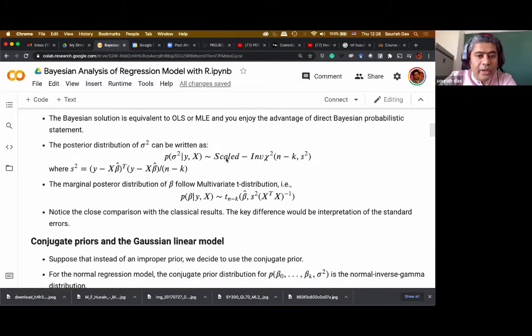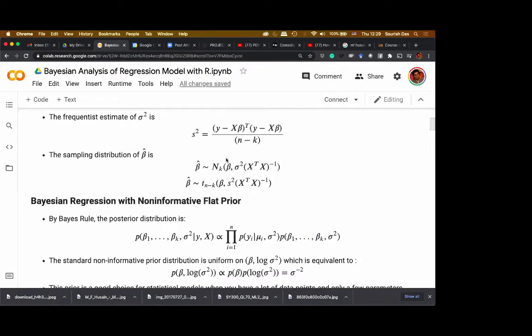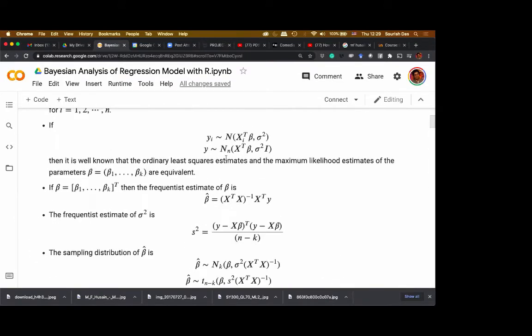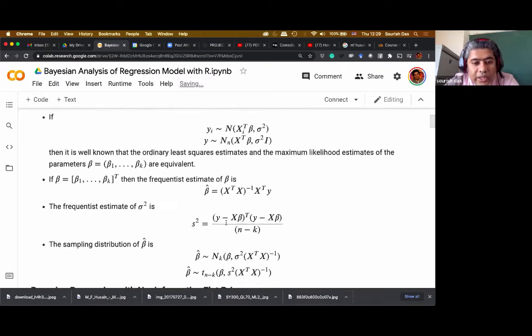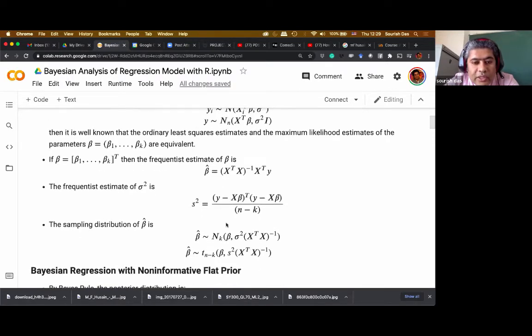In the frequentist approach, we stop at s square here. But s square also has a distribution. If I remember, that will be some chi-square distribution, I think a scaled inverse chi-square, with n minus k degrees of freedom.